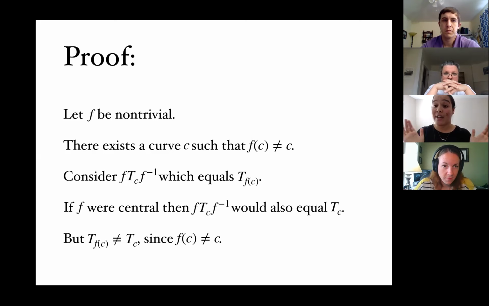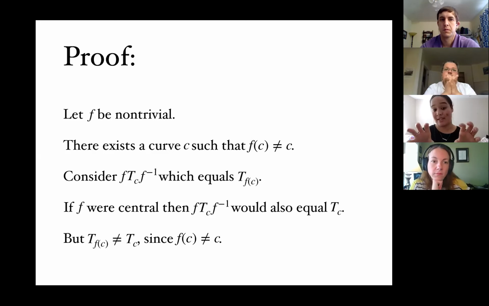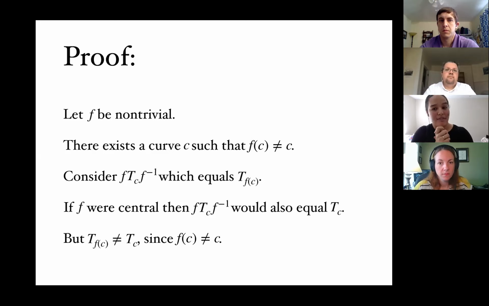But now we have two equalities that say that T_c is equal to T_{f(c)}. But we already know that's not true, because f is non-trivial, and so by the Alexander method, f of c is not equal to c. And that's it. That's the whole proof. And that's the same proof that goes through in the finite type setting. Does anyone have any questions about that? I just like to give that proof because it's very rare you can put a proof on one slide.